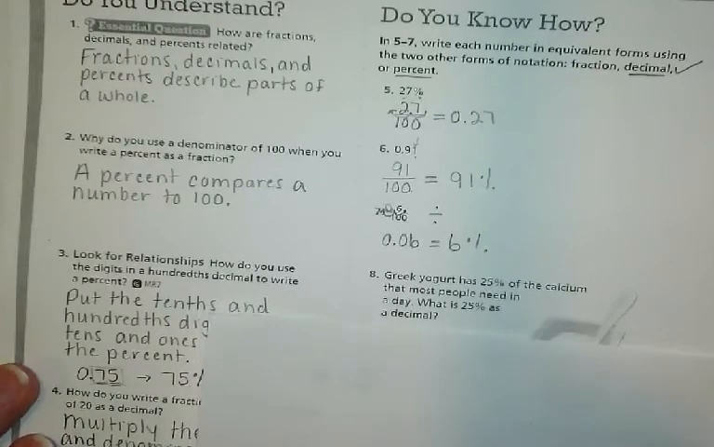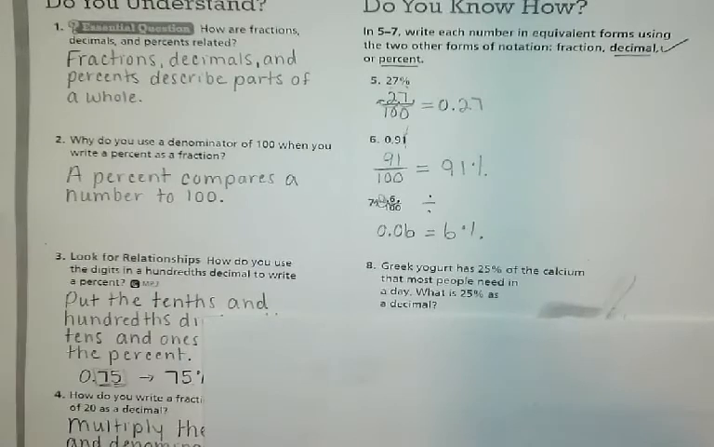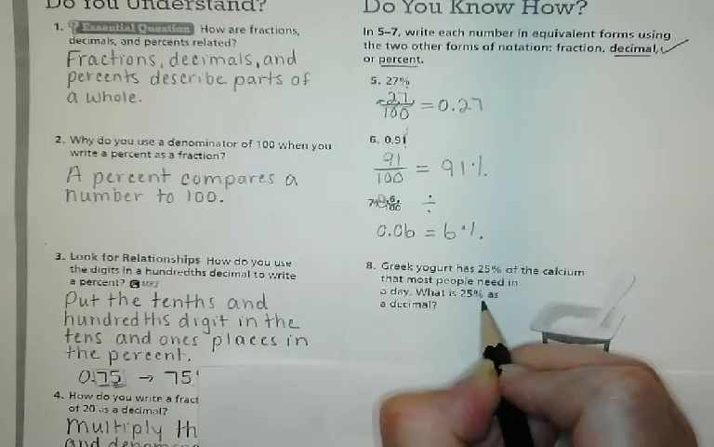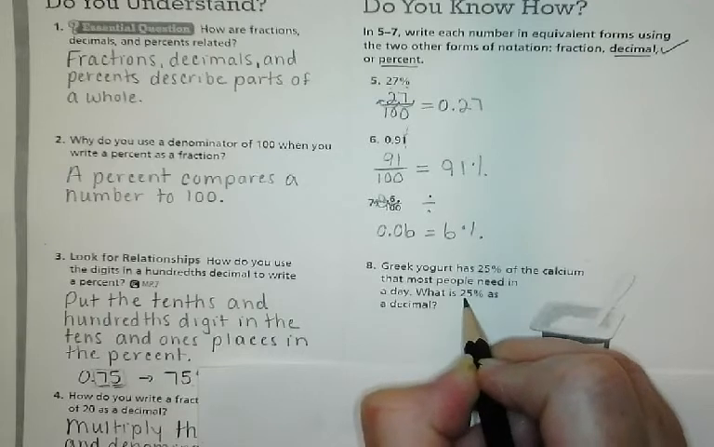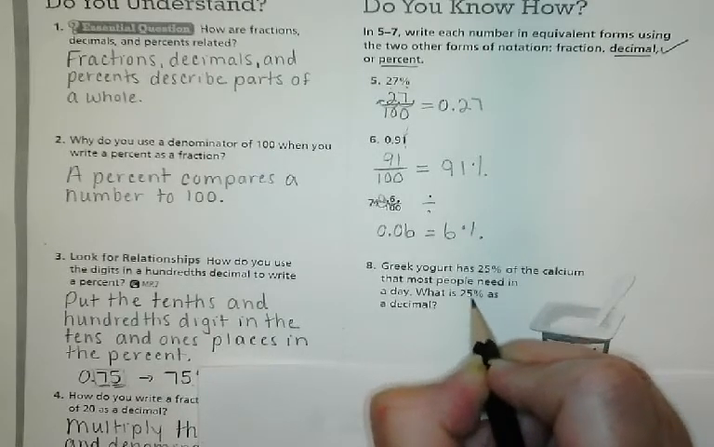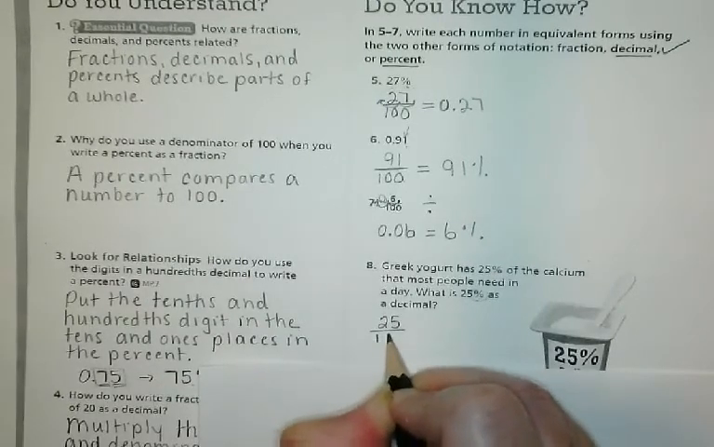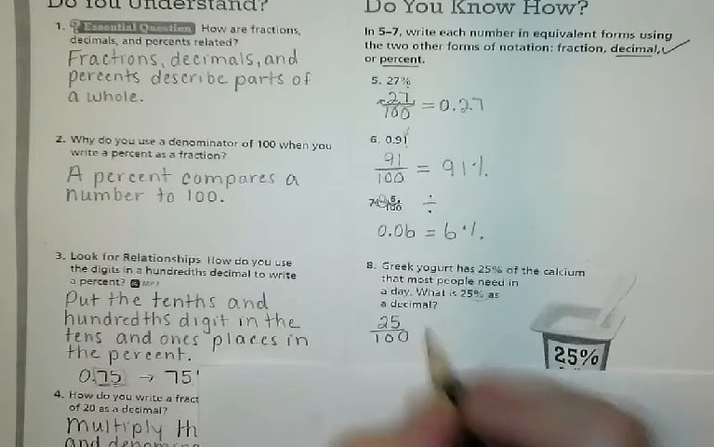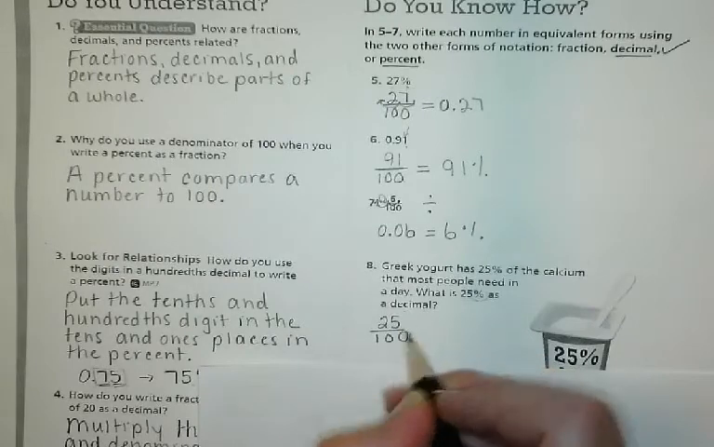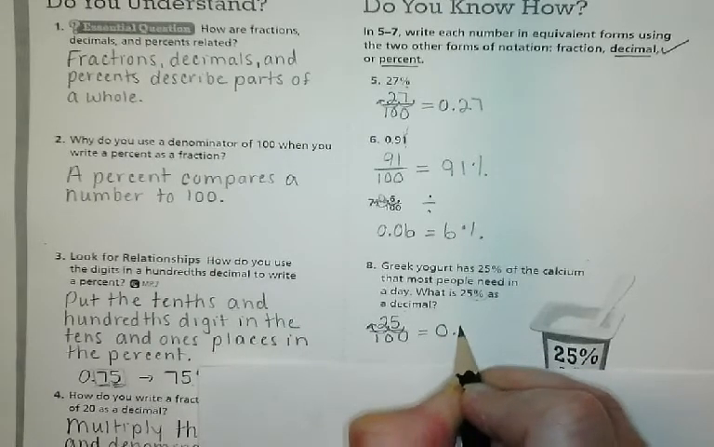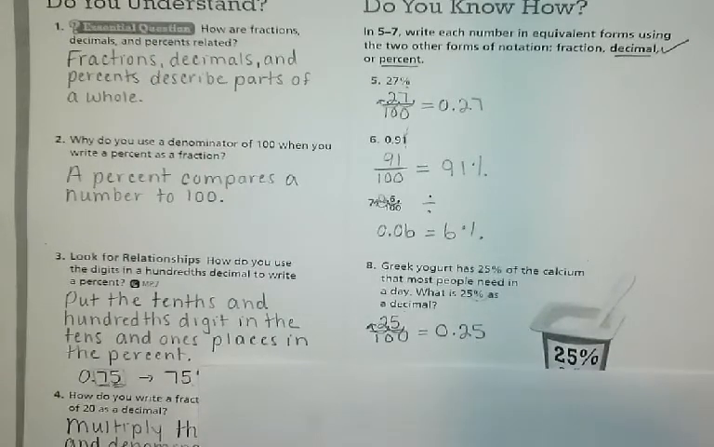Question number 8. Greek yogurt has 25% of the calcium that most people need in a day. What is 25% as a decimal? Again, if they give you a percentage with the percent symbol, it can read 25 out of 100. So this percent symbol is out of 100. So if I write it how it sounds, 25 out of 100 is my fraction. To convert it to a decimal, which is what we're asked to do, we can just move that decimal 2 places to the left. So the decimal equivalent is 25 hundredths.